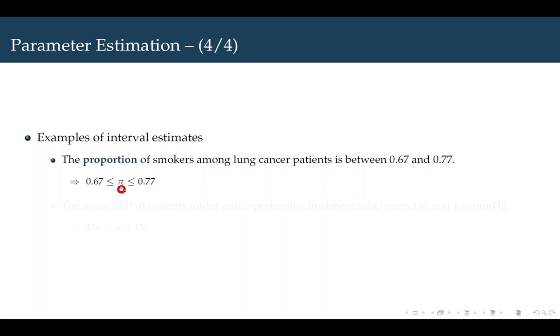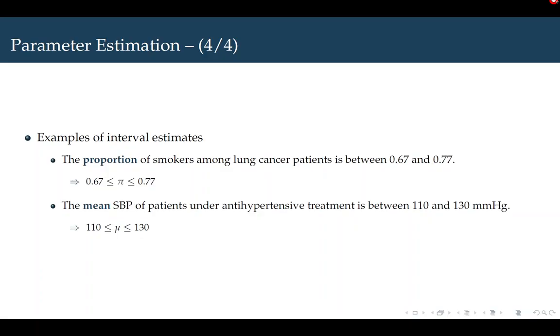So at least here we have some range of values between these two extremes. And again, using the previous example, if we say the mean systolic blood pressure of patients under antihypertensive treatment is between 110 and 130 millimeter mercury, in this case again, the population parameter of interest is the population mean systolic blood pressure of patients. And here we have the interval that this population parameter lies between 110 and 130. So here the range from 110 to 130 is said to be an interval estimate for the population mean systolic blood pressure.